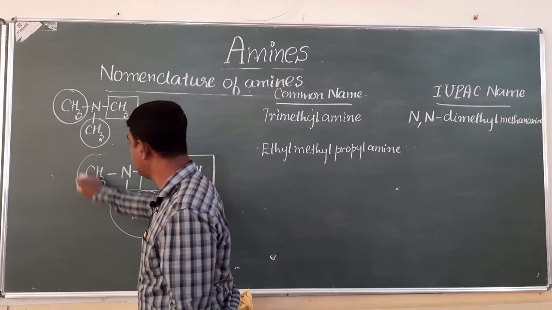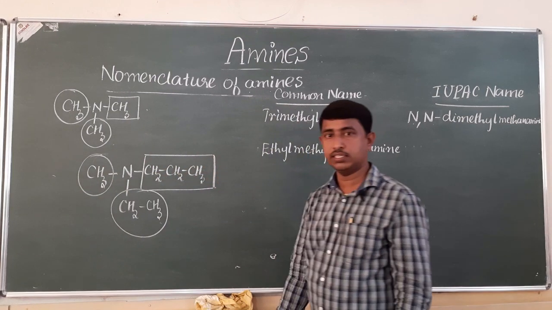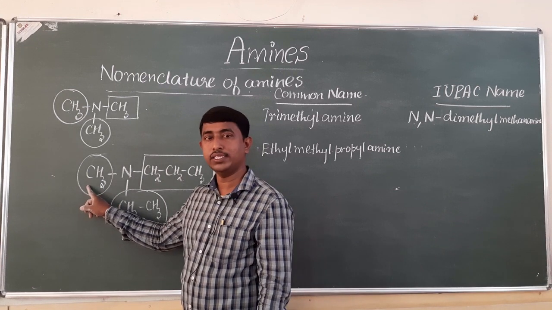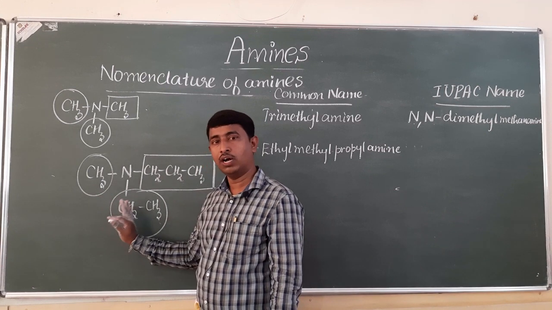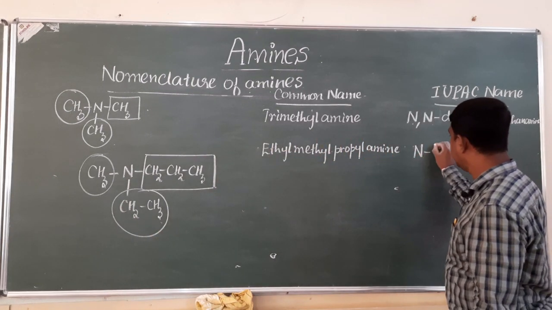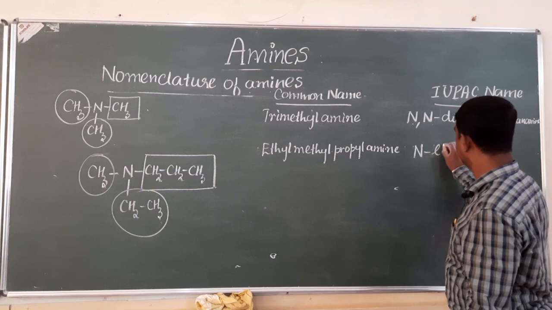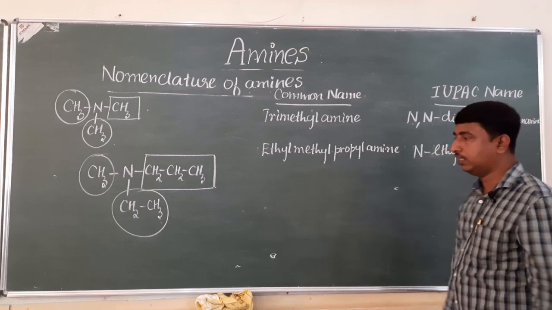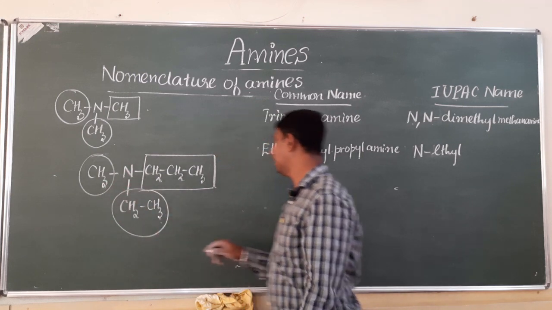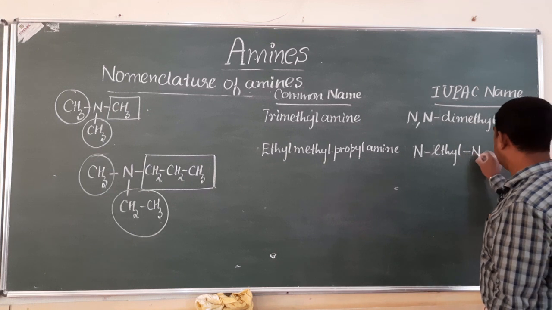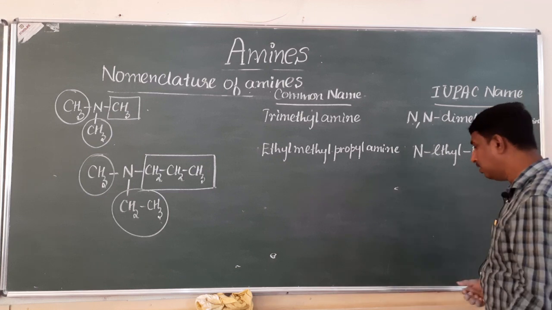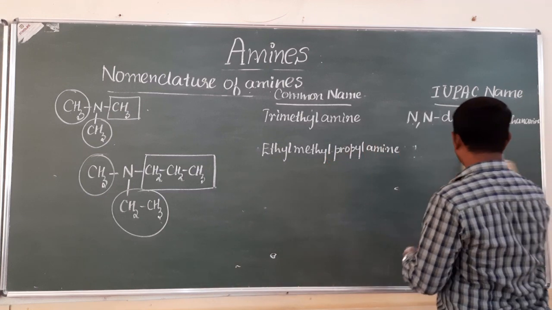These two groups are considered as substituent groups. See, this is the ethyl group. This one is the methyl group. Again follow alphabetical order, so ethyl should come first. It is N-ethyl, because ethyl is present on nitrogen, it is not present on carbon. Next it is N-methyl. N-ethyl, N-methyl, together we have to write.